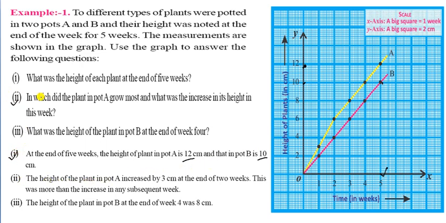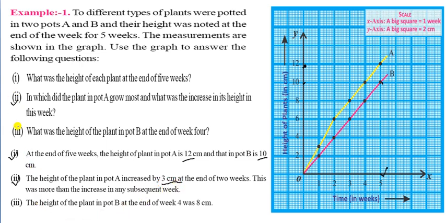Let us see the second question. In which week did the plant in pot A grow the most? What was the increase in its height in this week? Where has the growth been the most? So you can see in this plot. The second answer is, the height of the plant in pot A increased by 3 centimeters at the end of 2 weeks. You can see here in the graph, this was more than the increase in any subsequent week. It is the most of any other week. So that is 3 centimeters.